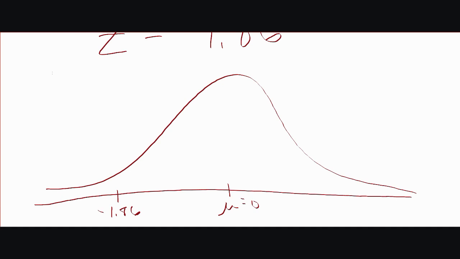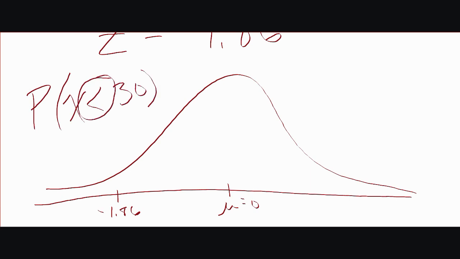And I know I'm talking about the left because my probability statement was x less than 30. Less than tells me I'm looking at everything to the left. This is an arrowhead which points to the left. So we're looking at everything to the left of the z-score which I've just calculated, everything to the left of negative 1.86.